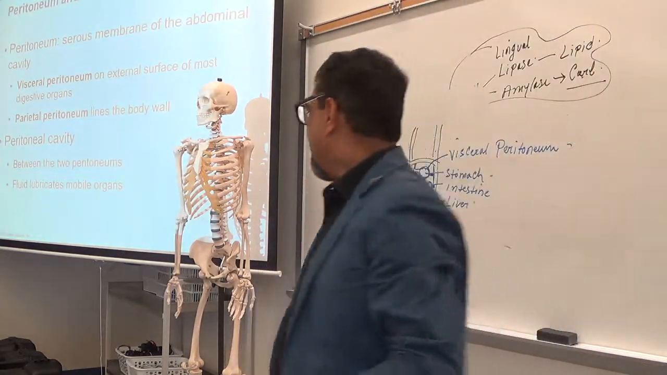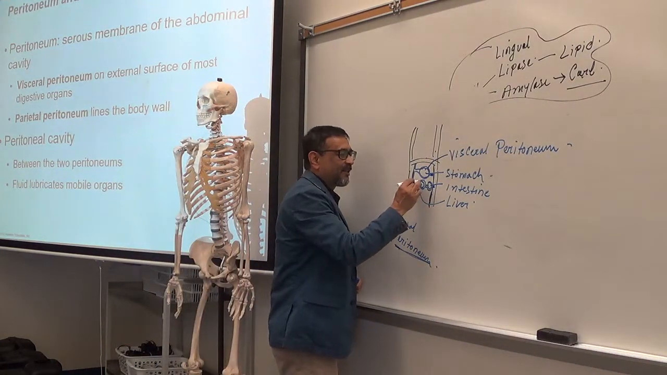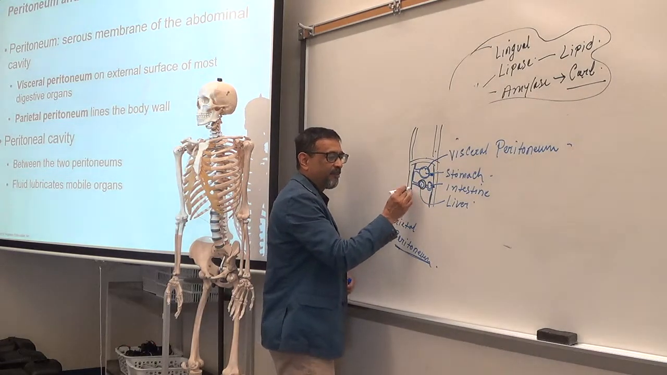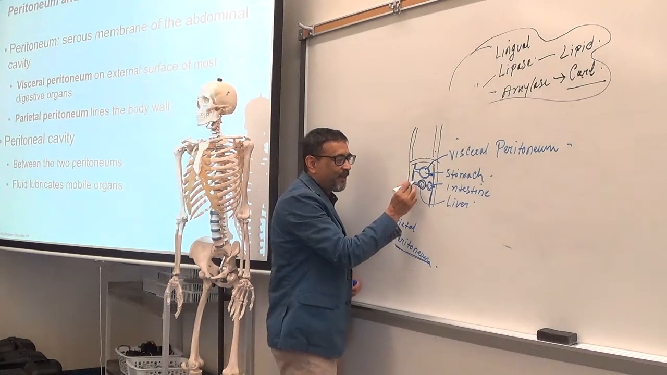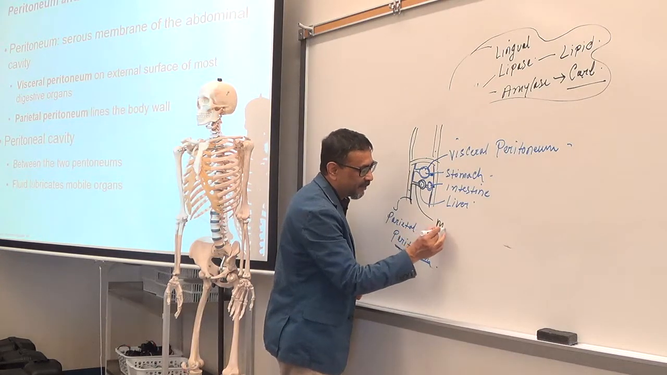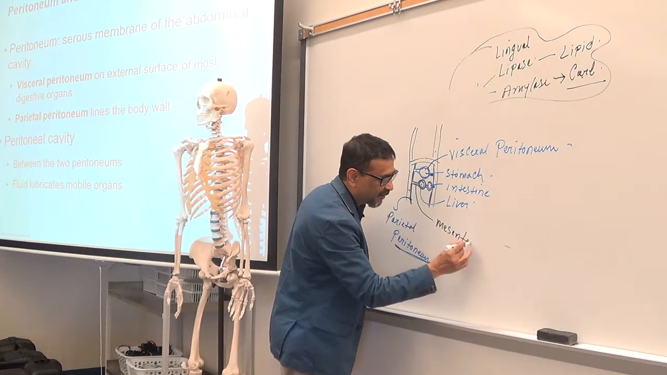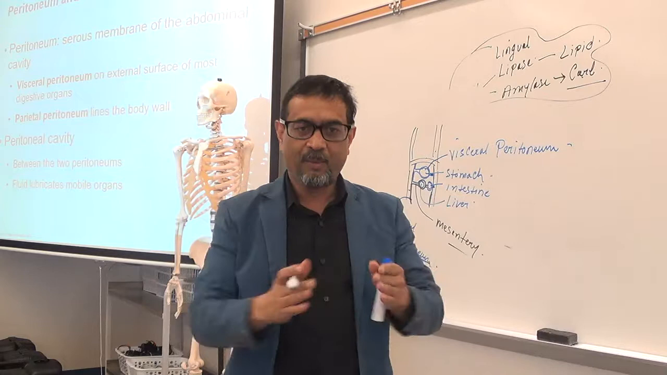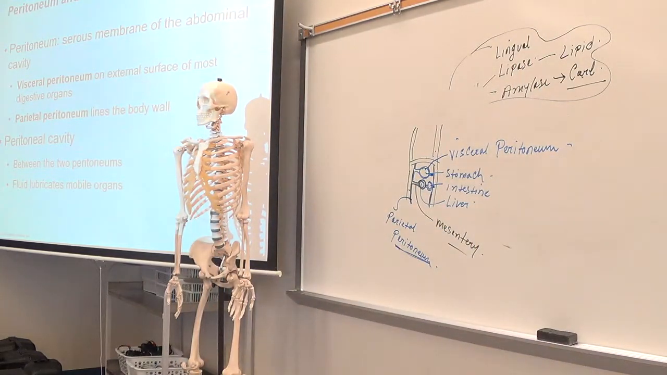Okay? Now, this is the visceral peritoneum. This is the parietal peritoneum. Is it clear? And this part that is going inwards, that is called the mesentery. That is the structure, mesentery. The double layered structure getting in, that part is called mesentery.